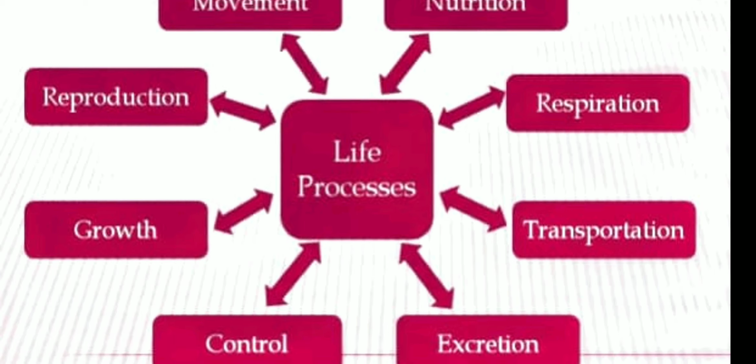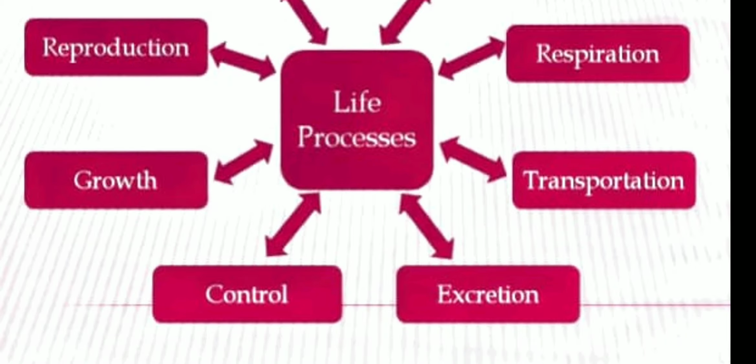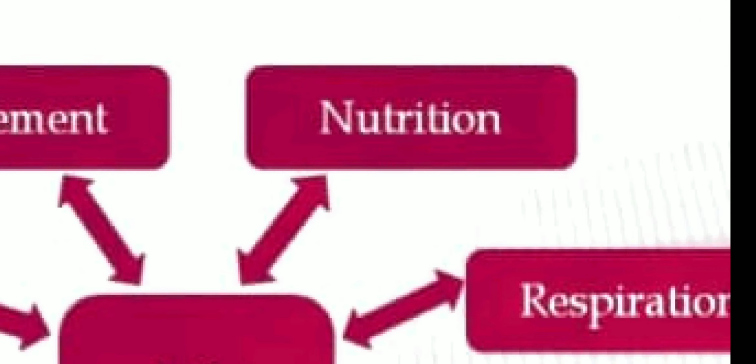So nutrition, respiration, transportation and excretion are in our syllabus, which we will study deeply. While movement, reproduction, growth and control are not in this chapter, but we will study them in the upcoming chapters. So first let us talk about what nutrition is. Nutrition is the process in which any living organism obtains and utilizes nutrients, and those nutrients come from the food that the organism has eaten.